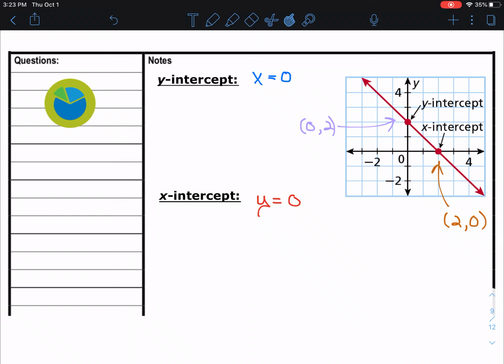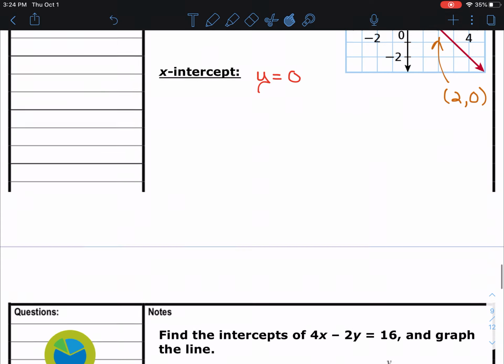And by the same token, the x-intercept that I have plotted there is the point (2, 0). And notice that the y value is 0. That is also the case with any point on the x-axis, it has a y value of 0. So that's important because it helps us with our next type of graphing, and that's standard form.